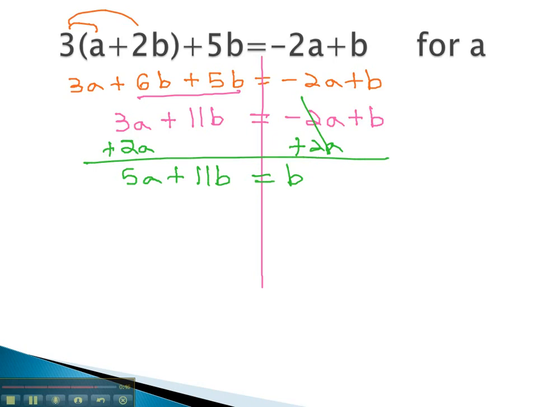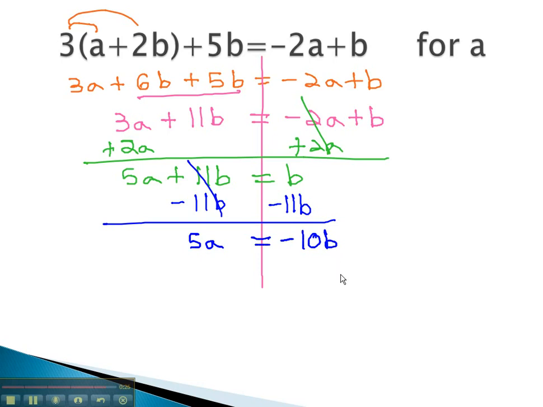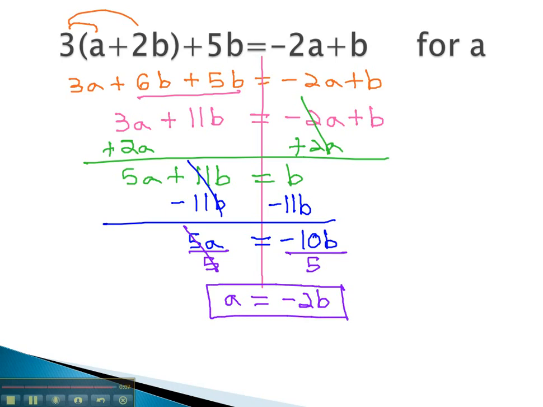We solve this two-step equation first by getting rid of the term without a. The opposite of plus 11b is minus 11b. This time you notice that on the right side, we have like terms that can be combined. We now have 5a equals negative 10b. To get the a alone, we simply have to get rid of the 5 by dividing both sides by 5. The 5's divide out, and we're left with a equals negative 2b. As we solve these formulas, we remember that we treat the other variables like numbers, and our answer is an expression.